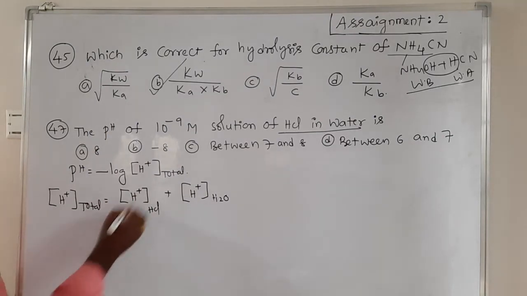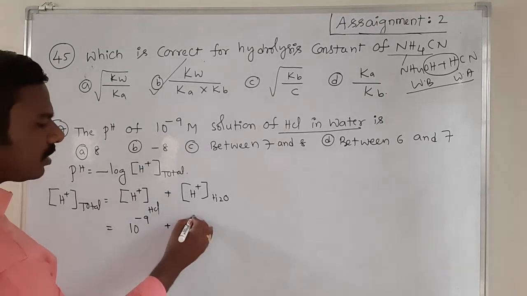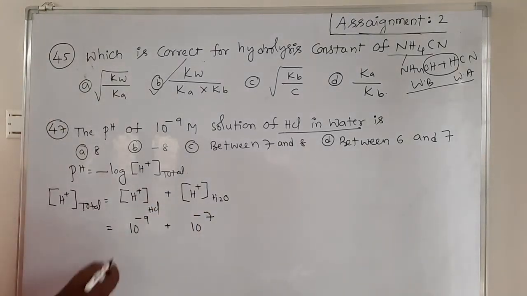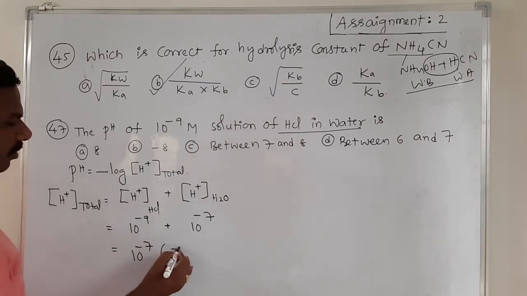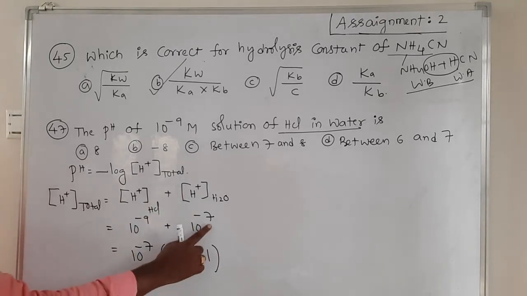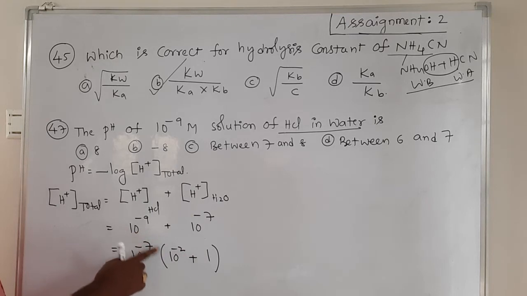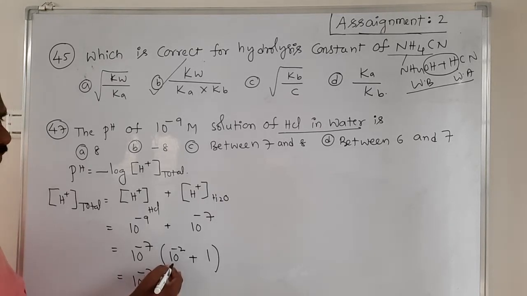Then HCl, how much is given? 10 to the power of minus 9 plus, in water, that is 10 to the power of minus 7. Here the common term is 10 to the power of minus 7, with 10 to the power of minus 2 left, plus 1. 1 into 10 to the power of minus 7, and 10 to the power of minus 7 minus 2 gives minus 9, 10 to the power of minus 9. Then it becomes 10 to the power of minus 7 into 0.01 plus 1, that is 1.01.